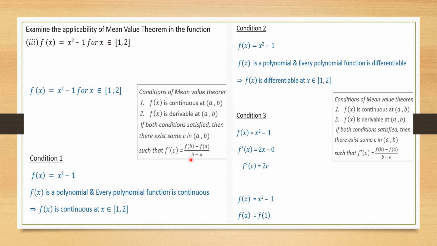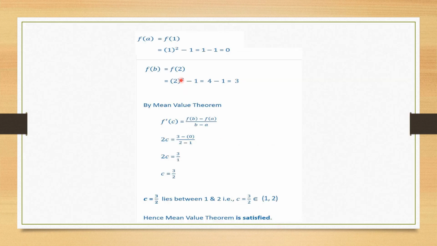Now let us check the values at the endpoints. f(1), that is f(a), turns out to be 0. f(b), which is f(2), is 3. So you find that Rolle's theorem was not applicable as both these values were not the same, but this is the required condition for the mean value theorem. So the mean value theorem is applicable and f'(c) is equal to (f(b) minus f(a)) upon (b minus a). So 2c is equal to (3 minus 0) upon (2 minus 1). We get c as 3/2, and this is lying in the open interval (1, 2). Hence we say the mean value theorem is satisfied for this question.